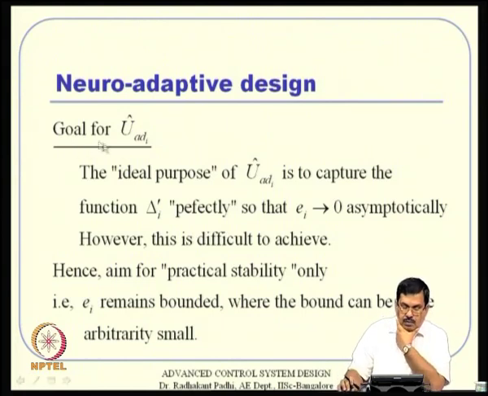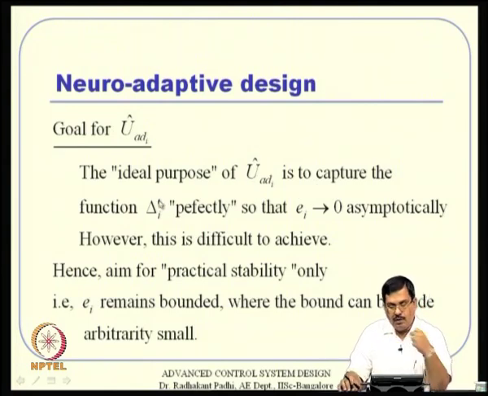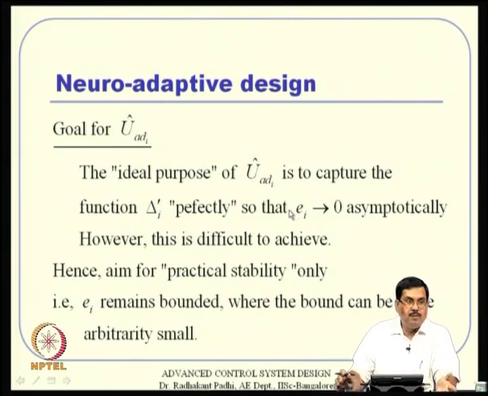The ideal purpose of this u_ADI hat is to capture the function delta_I hat almost perfectly, so that E_I goes to 0 asymptotically. But this is difficult to achieve, and hence we aim for what is called practical stability. What do we mean by practical stability? It means E_I will remain bounded, where the bound can be made arbitrarily small.